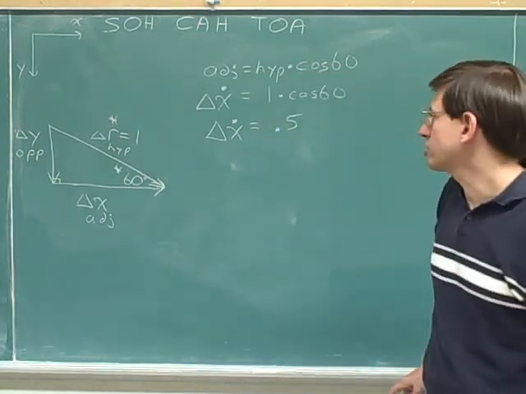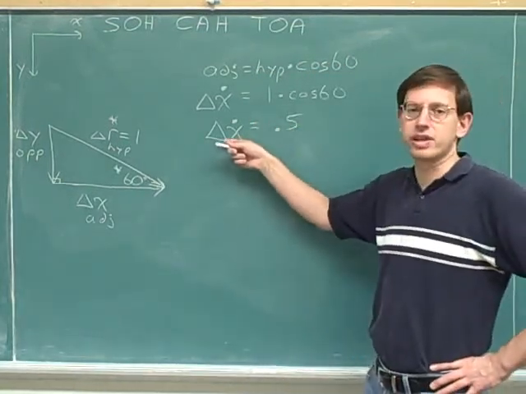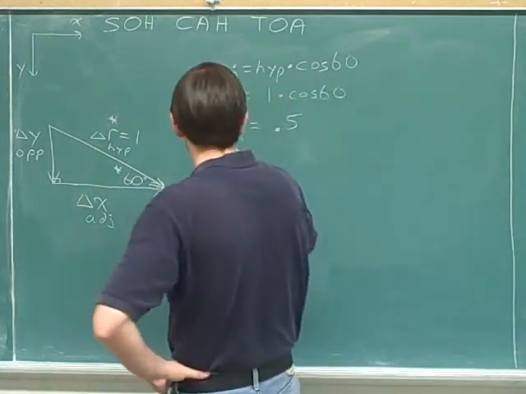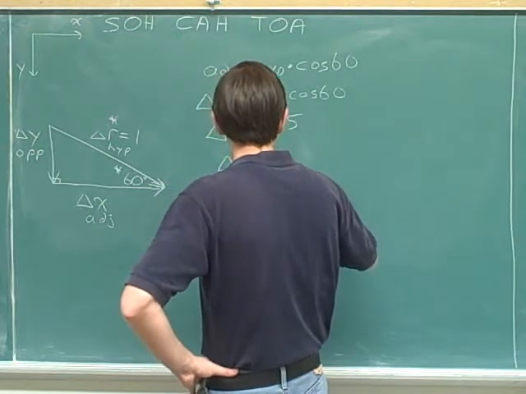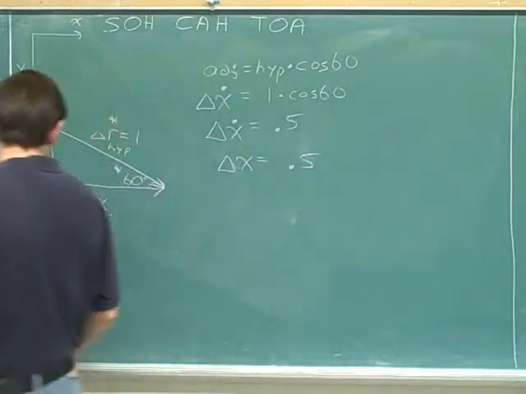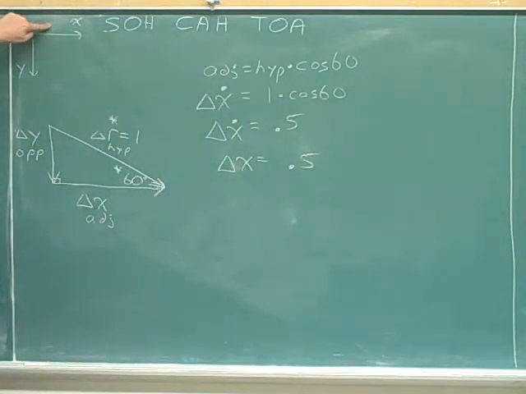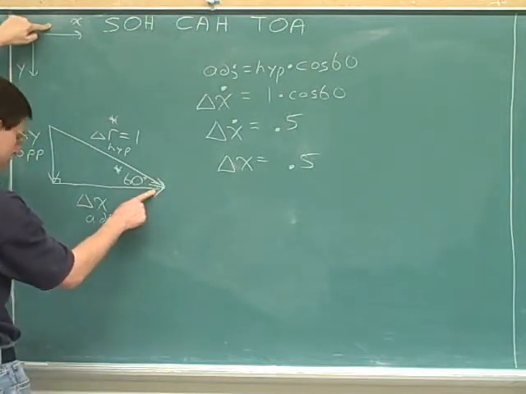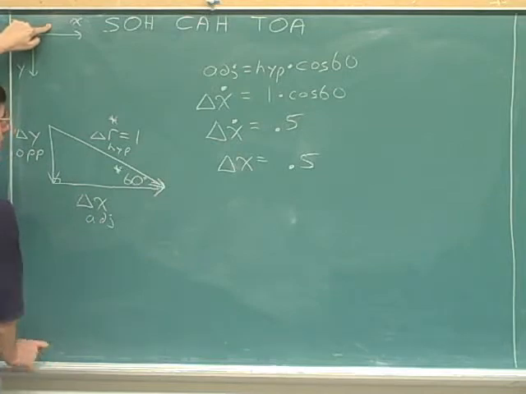And again, the trig functions only give you the magnitude. That's why I'm including this dot in. We still don't know what the sign is on delta x. That's our next step, to figure out the sign. Well, our x-axis is pointing to the right, and delta x is also pointing to the right. So that's in the positive direction.